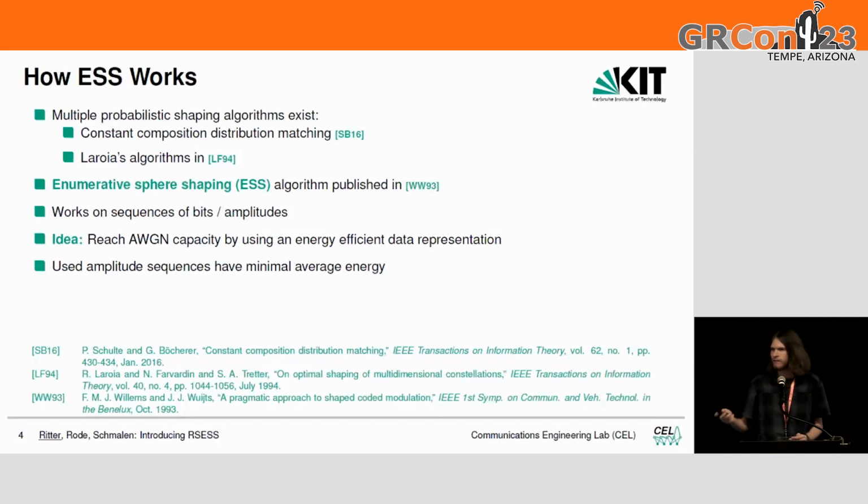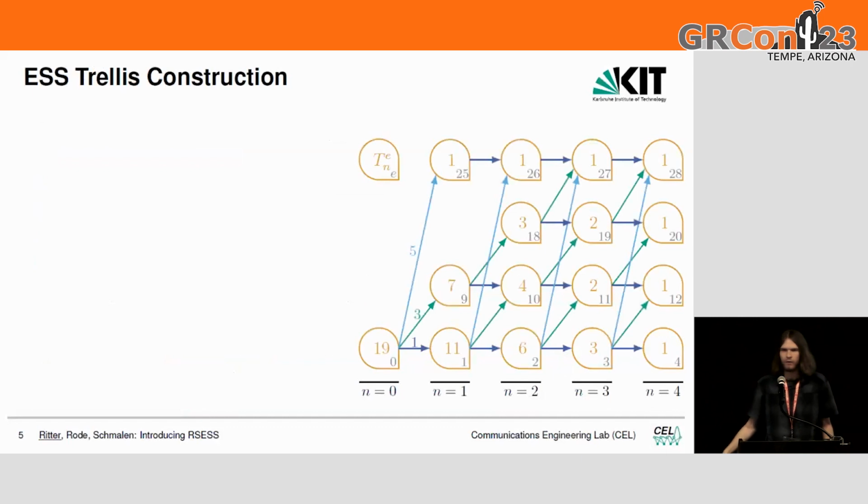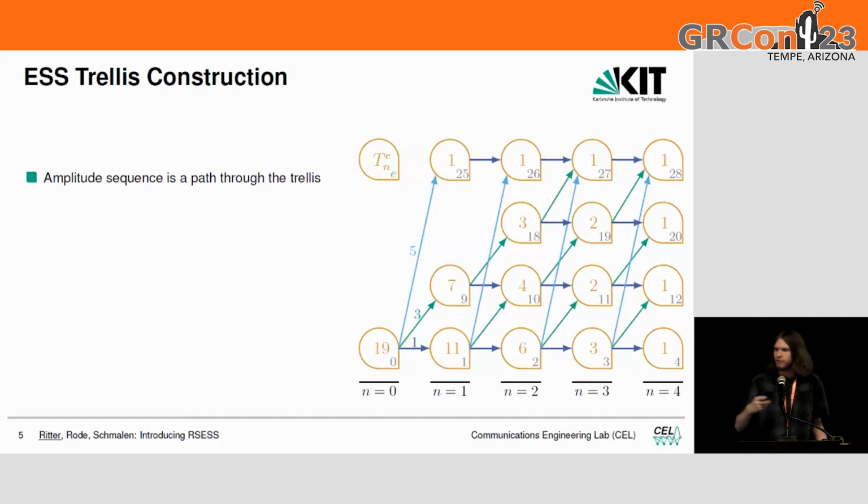This energy threshold is then also one of the main parameters of ESS. The other two parameters are the number of amplitudes in these sequences and the modulation order, so what order of ASK we are using. So to store all these amplitude sequences efficiently, we use a trellis like this one. Each amplitude sequence is a path through this trellis, and each arrow in this trellis then represents an amplitude.